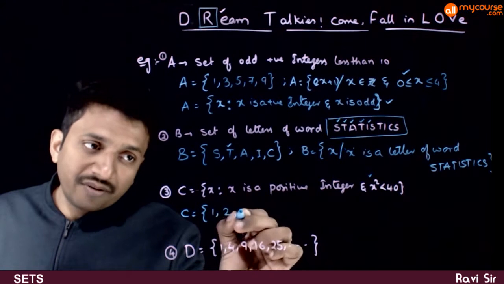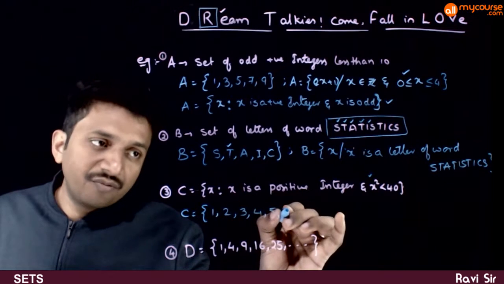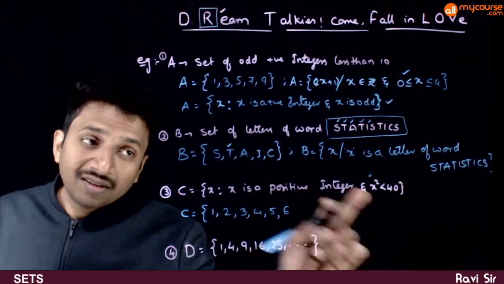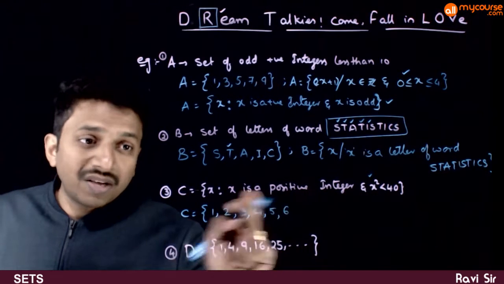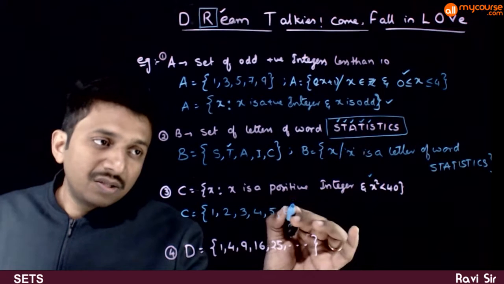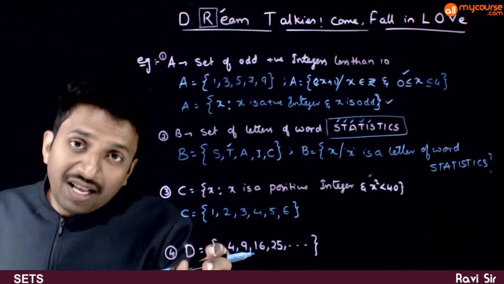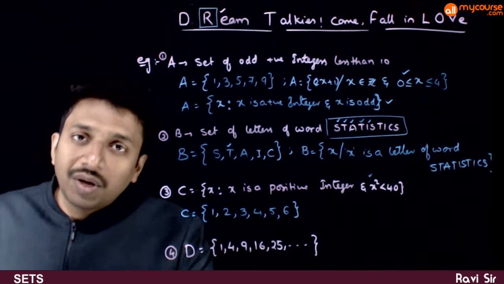2 square is also less than 40, 3 square is less than 40, 4 square less than 40, 5 square less than 40, 6 square is less than 40. But 7 square is greater than 40, so 7 does not belong to this set. So you have only elements till 6. So if you take the set D, D contains 1, 4, 9, 16, 25, and so on.